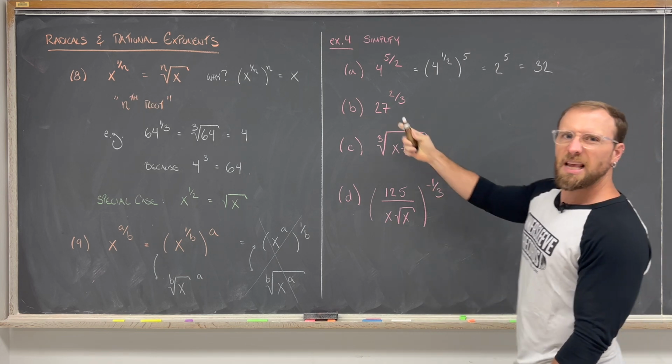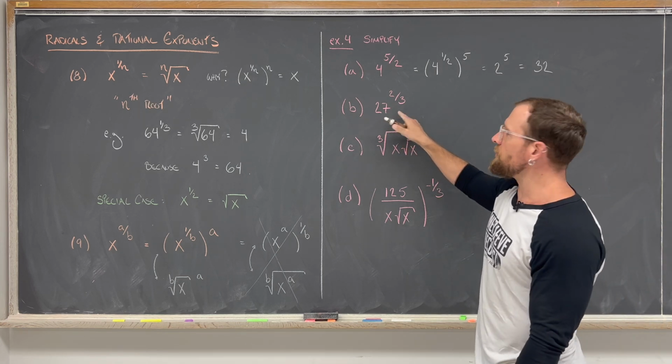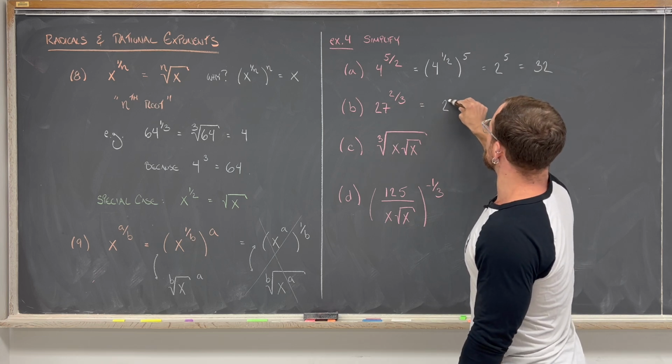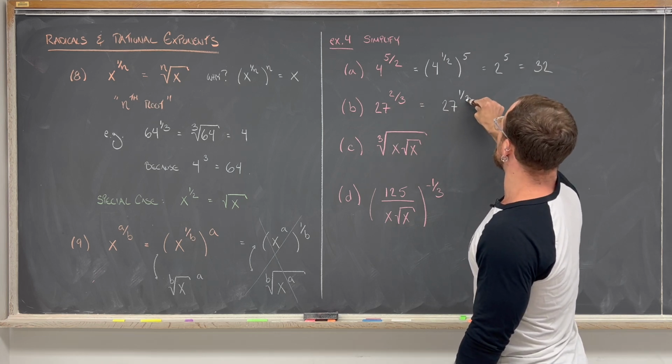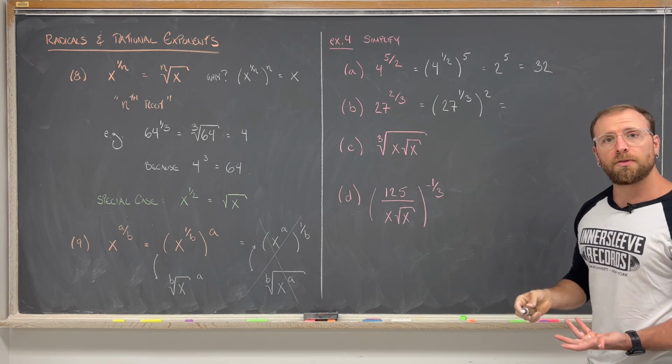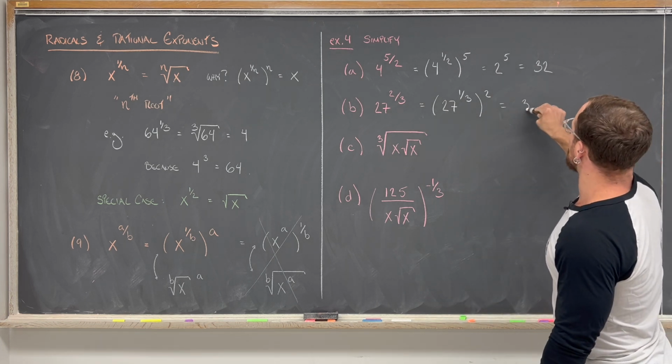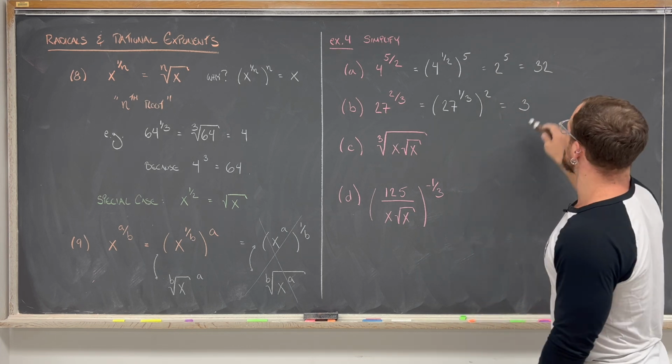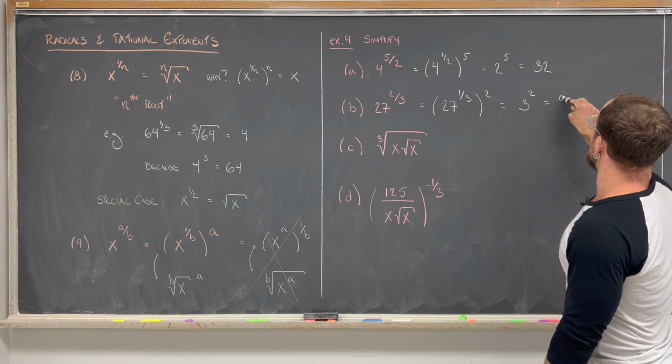Okay? It's the same idea here. 27 to the 2/3 power. I'm going to take 27 and take the 3rd root, or the cubed root of that, and then square it. The cubed root of 27 is 3, because 3 cubed is 27, and when you square that, you get 9.